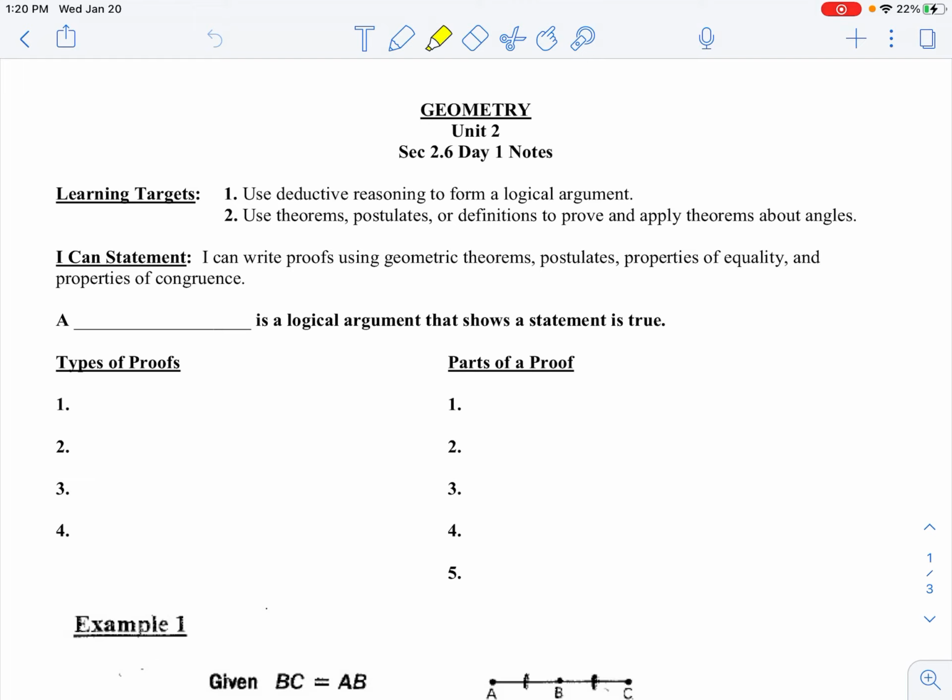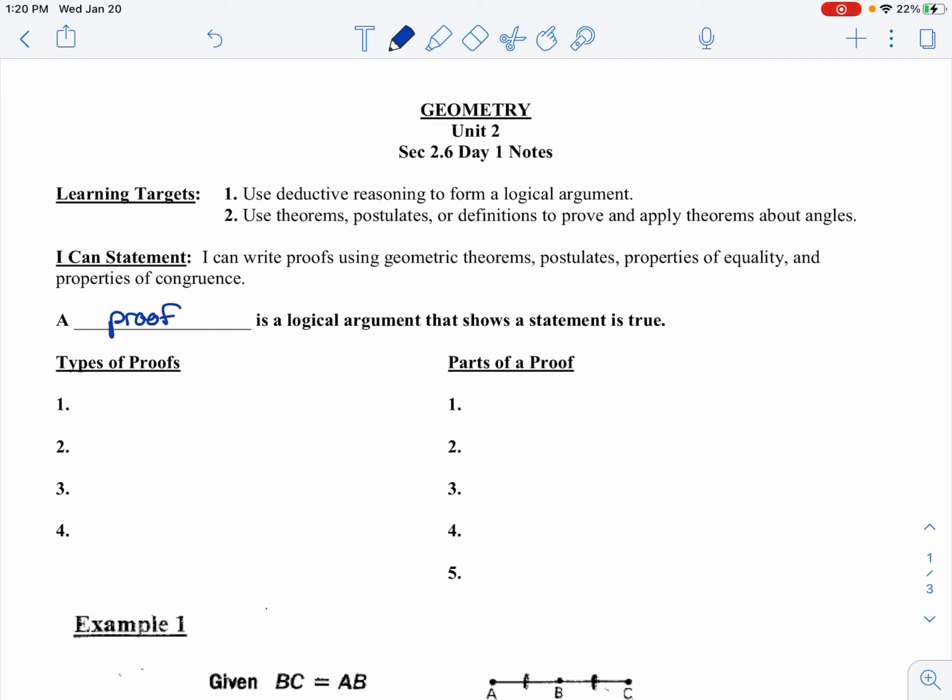So this is going to be our first step into geometric proofs. Last time we talked about algebraic proofs a little bit. Today, like I said, we're going to be talking about geometric proofs, and we're first going to discuss a proof itself, what it is. A proof is a logical argument that shows a statement is true.